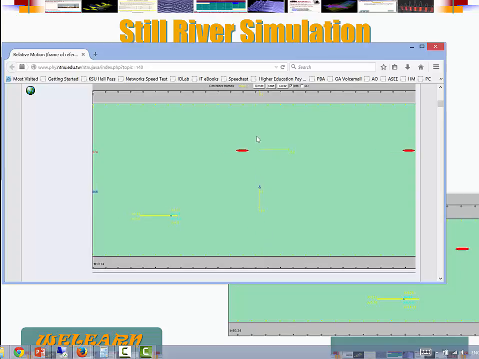And notice the motion is the same, whether I'm using the frame of reference of the river or the frame of reference of the ground. I'm seeing the same thing. That's because the river is not moving relative to the ground.